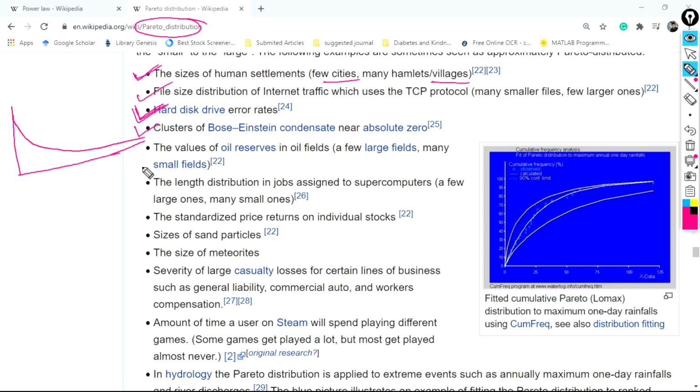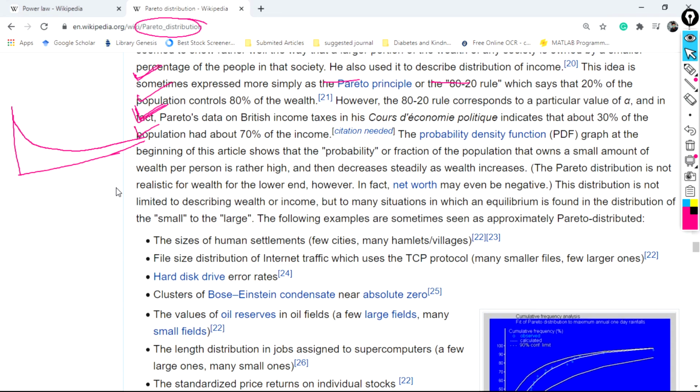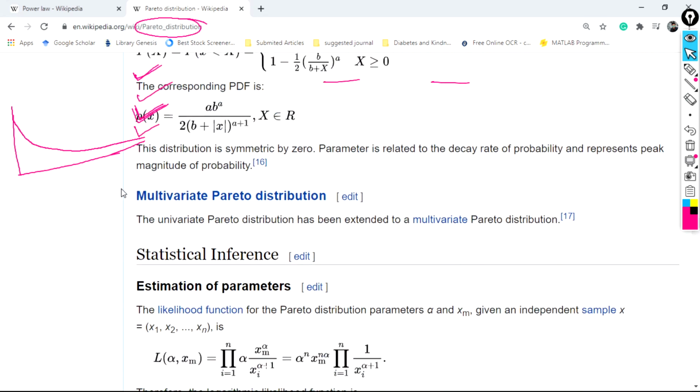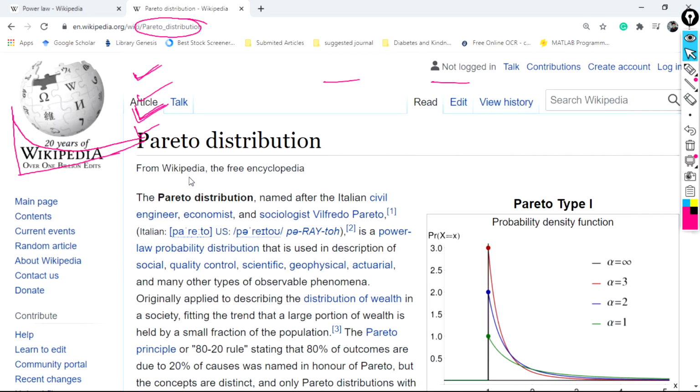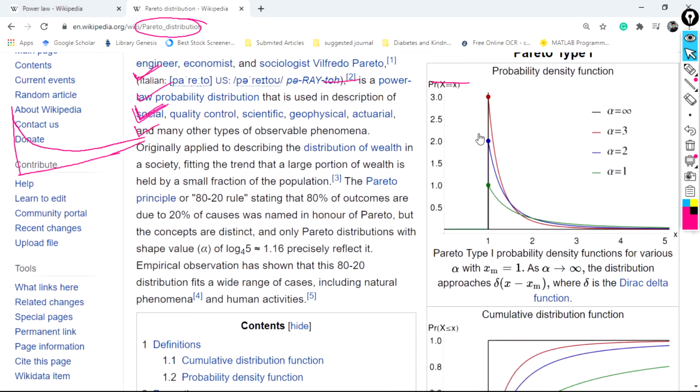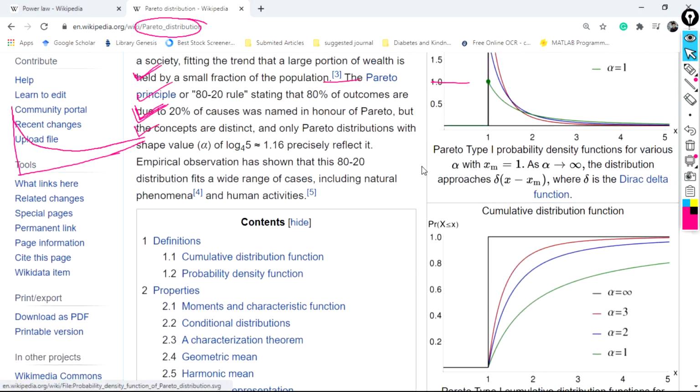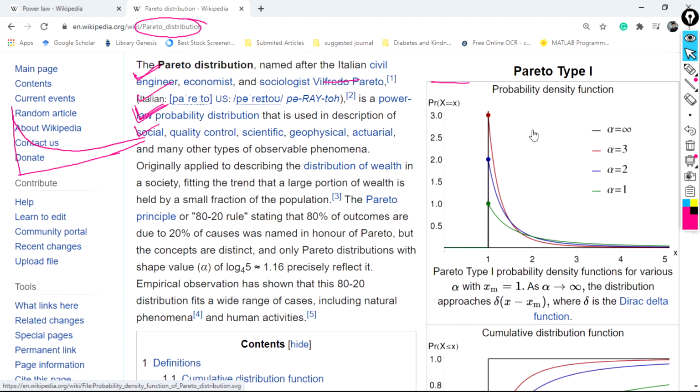If you have time, I suggest you read this article step by step. They have easily elaborated everything. I'm taking the picture from here. This is the first Pareto distribution, which I discussed at the beginning of these lectures. These are some applications.